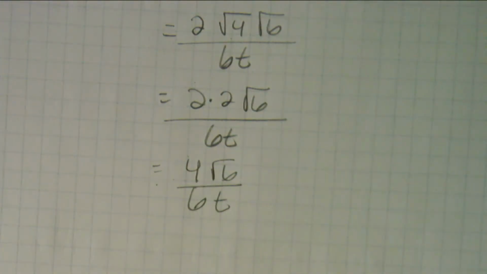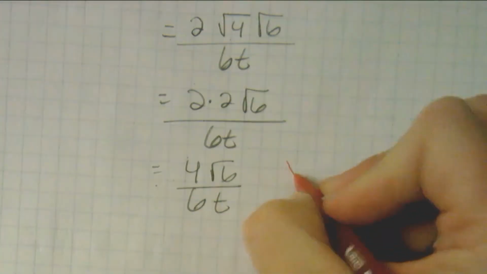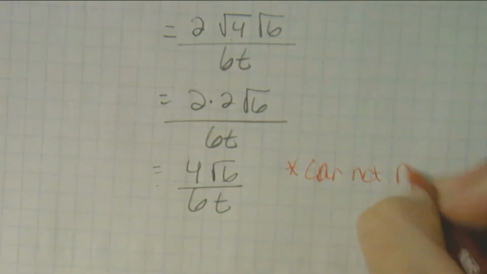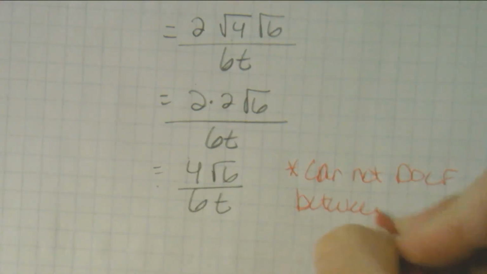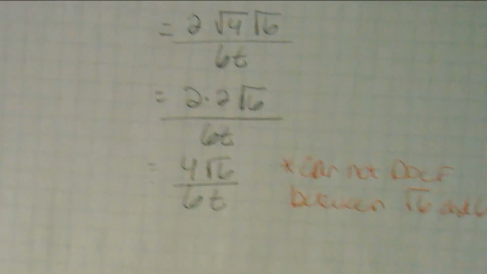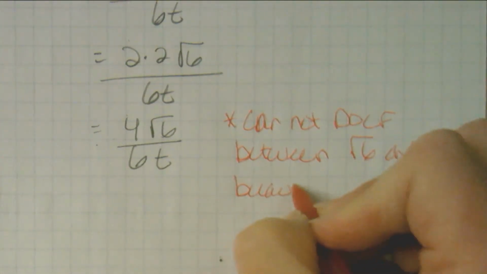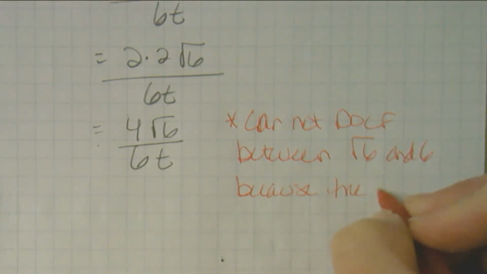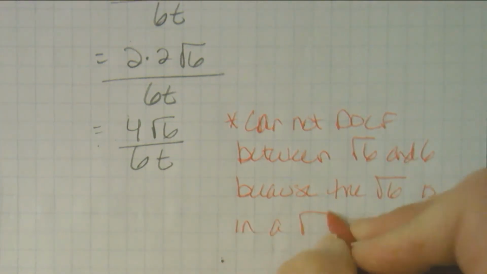All right, so I'm going to stop right there for a second. Can I divide out common factors between the 6 in the numerator and the 6 in the denominator? And you have to tell me why or why not. Charlotte? You do. So here's the thing. I'm going to put a little note here. Can not DOCF between square root of 6 and 6, because the square root of 6 is in a square root symbol.